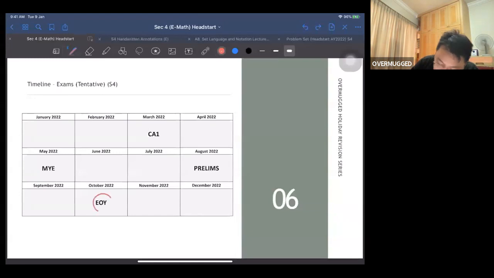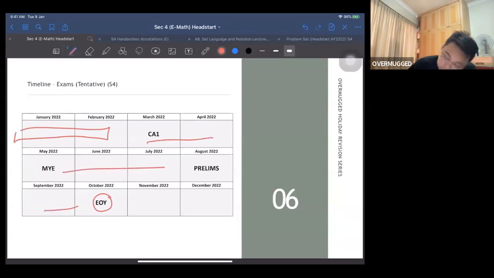In terms of revision, how I usually do it, I will complete the syllabus by Feb. I'll even complete vectors by February. Then it's just revision, revision, revision. So I hope that's clear.